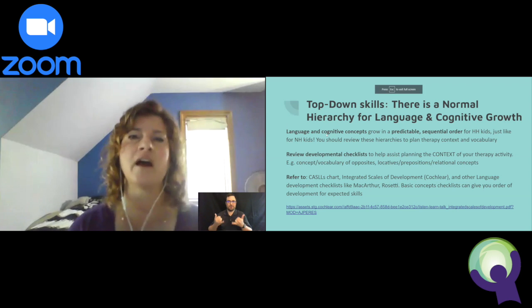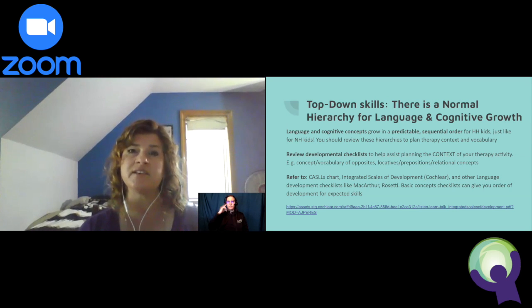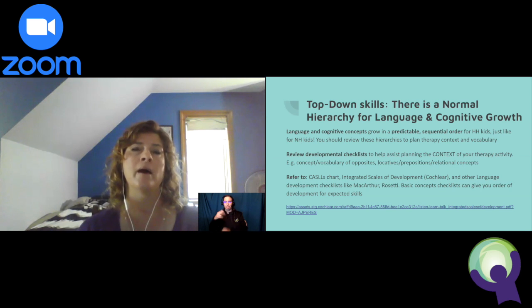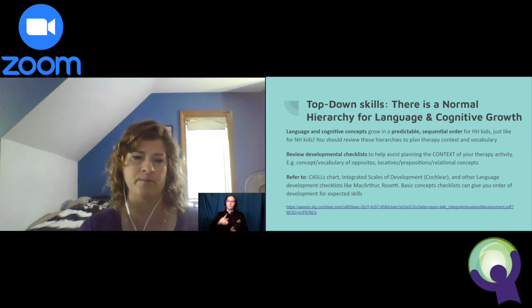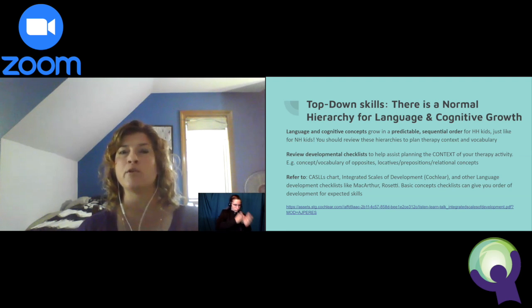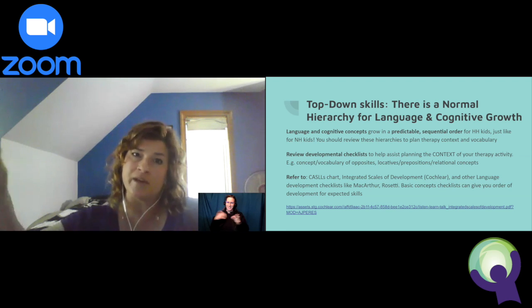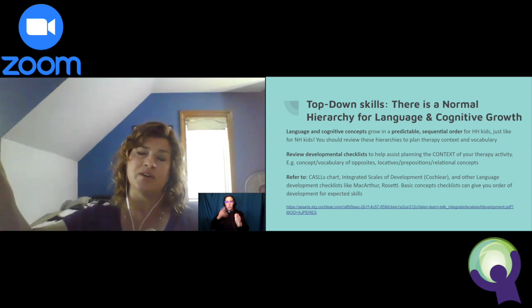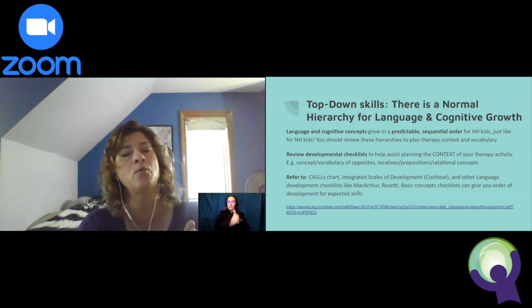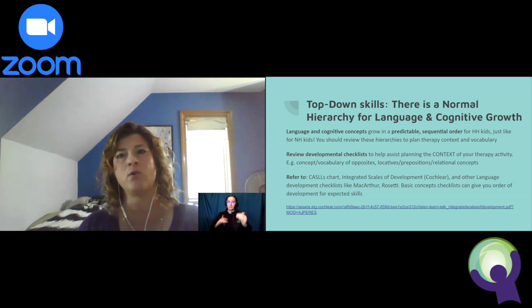And then for the hierarchy of language and cognitive skills, that also happens in a very predictable, sequential order for normal hearing kids. So therefore it will for hard of hearing kids too. And at first I'm more concerned about getting things presented in the correct order. We already know they're delayed. We're hoping that we can catch up at some point to the normal developmental skill level and age, but we always want to present it in a normal sequential order.